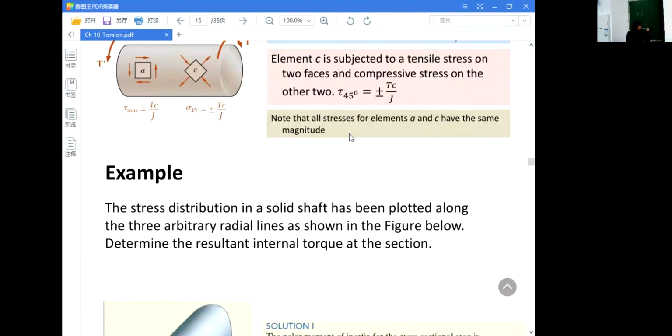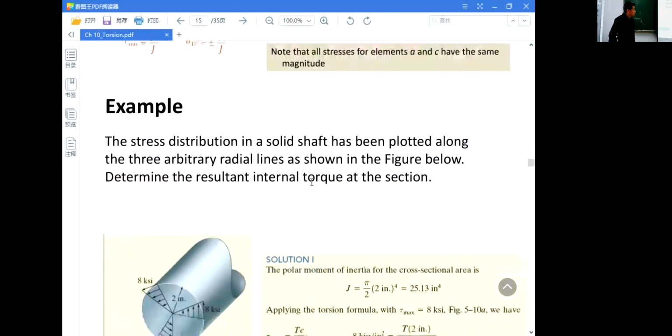For a given line that passes through the centroid, the distribution of the shear stress over the straight line is like this. This is the centroid. The stress is proportional to the distance. As rho is getting higher, the stress is also getting higher. That is the distribution.